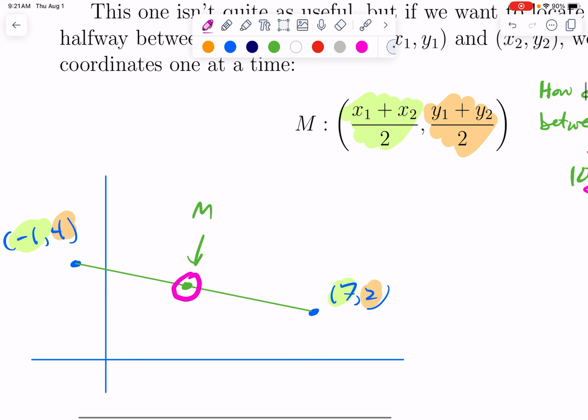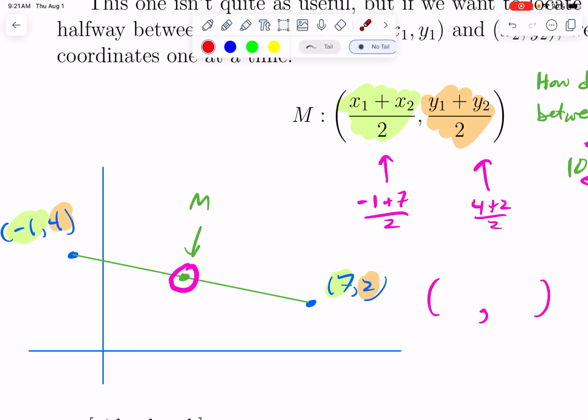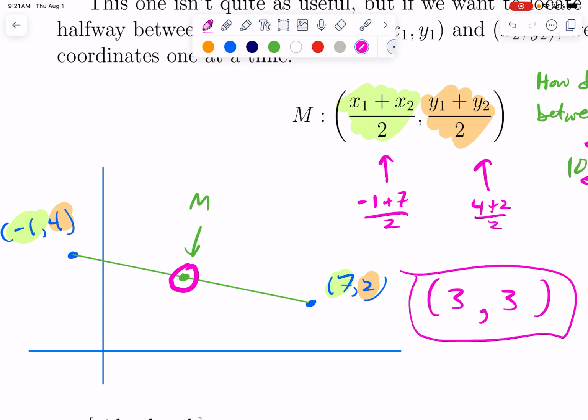All right, so let's just check this. This x coordinate would be -1 plus 7 over 2. This y coordinate would be 4 plus 2 over 2. This first one simplifies to 6 over 2, which is 3. The other one is also 6 over 2, which is 3. And that seems very believable to me. If I add my tick marks after the fact, which maybe you'd think of as cheating, right, that looks about right.